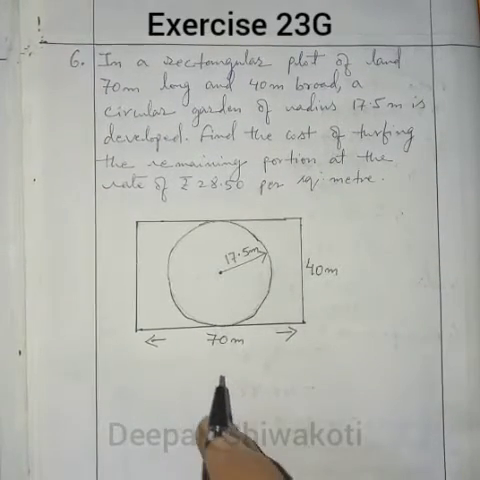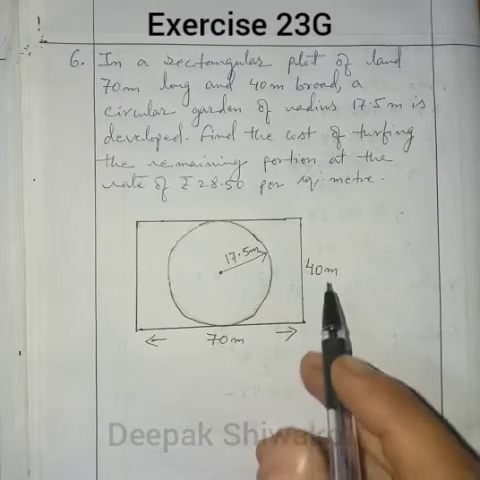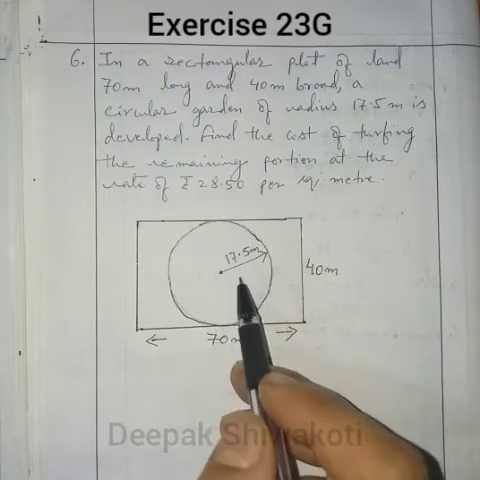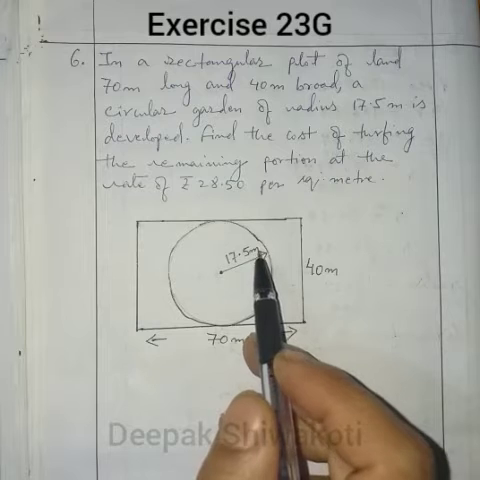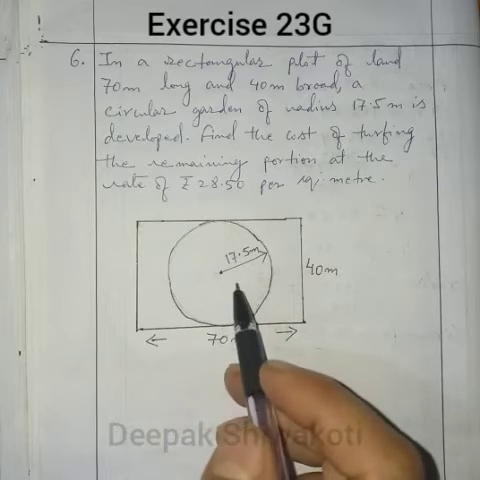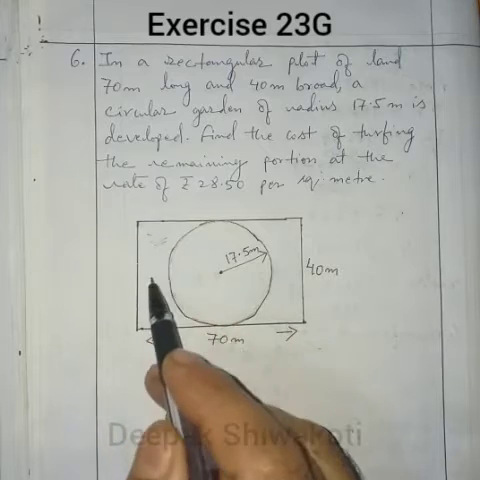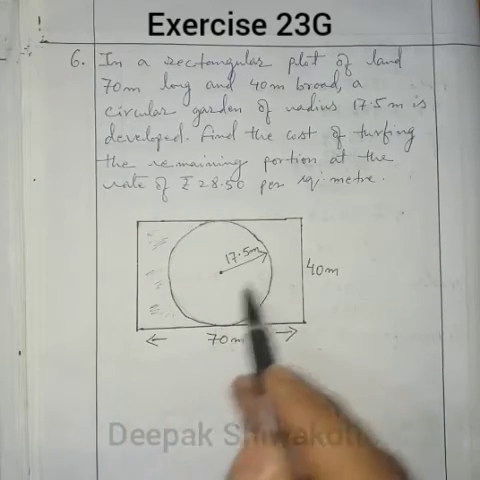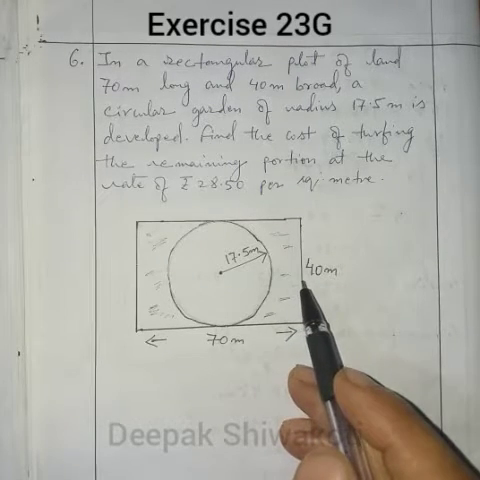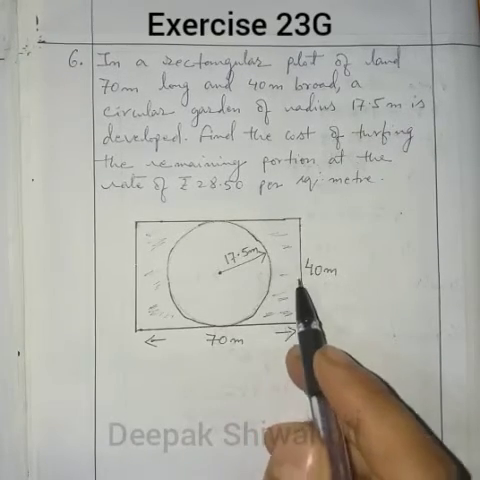So here is the figure according to the question. Length is 70 meter of this rectangle and breadth is 40 meter, and a circle of radius 17.5 meter is inside this rectangular plot. This is a garden. So turfing means the grass will be laid on this area. This area we have to find the cost of turfing.